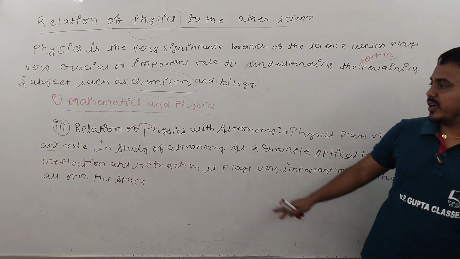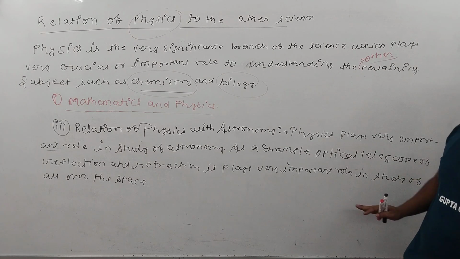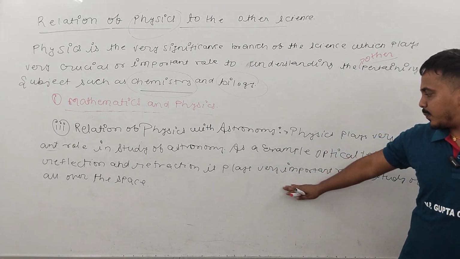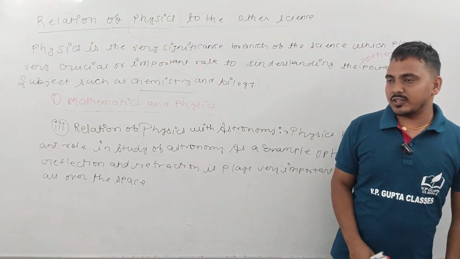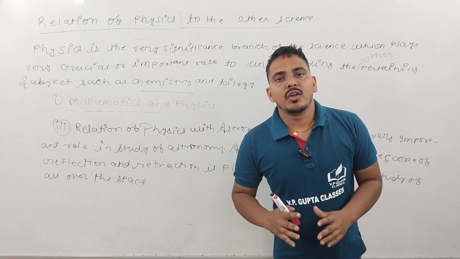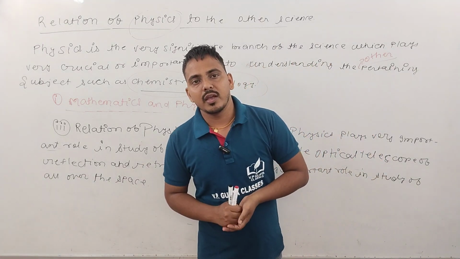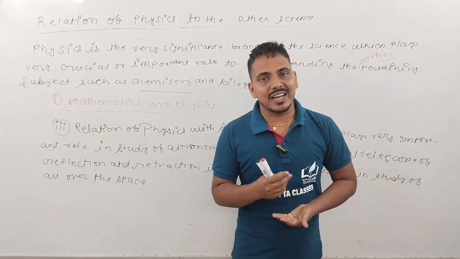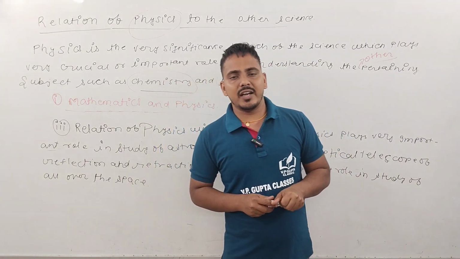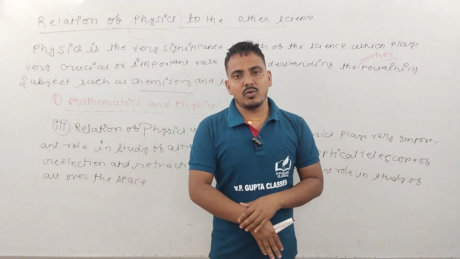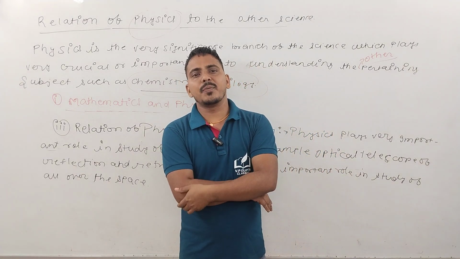Physics plays a very important role in the study of astronomy. As an example, the optical telescope, with reflection and refraction, plays a very important role in the study of all over the space. In space, you study about the radius of Earth, the radius of other planets such as the moon, galaxies, and other types. You can easily study the numerical values and properties of that planet with the help of an optical telescope.